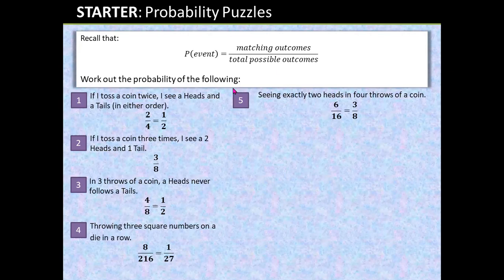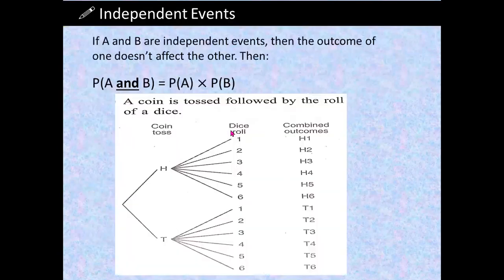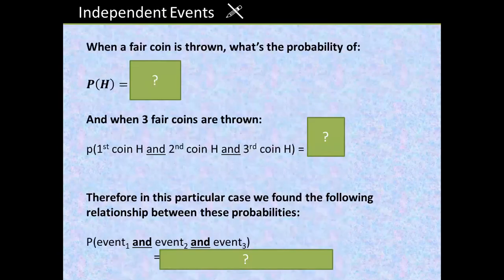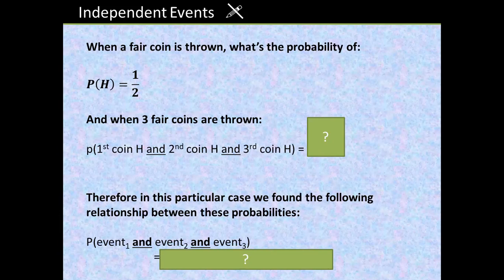So that is probability. Now, let us go to independent events. Independent events mean separate events combined together. Example, when a fair coin is thrown, what is the probability? We mentioned that one. The probability is 1/2, 1 out of 2 chances, a head or a tail.